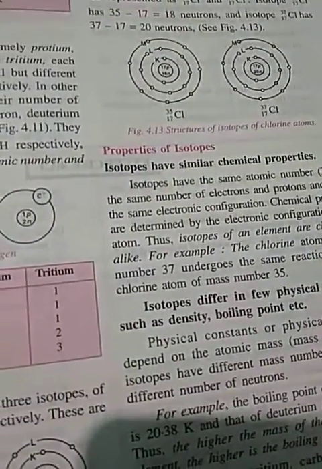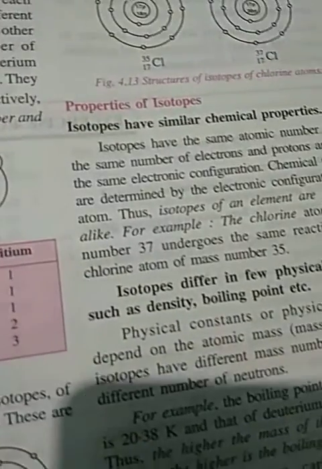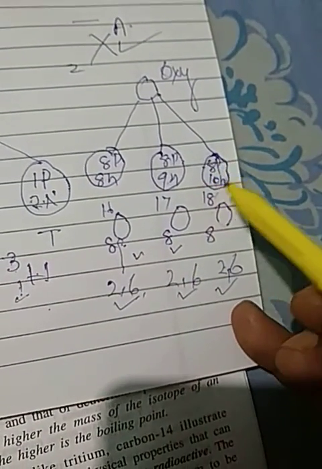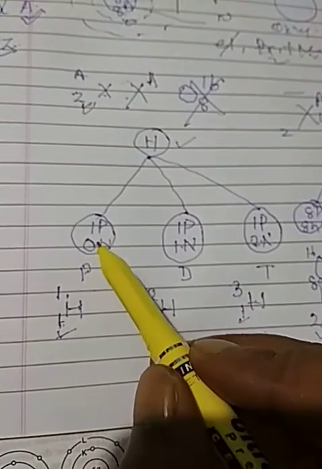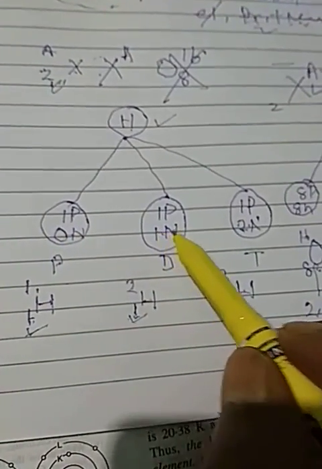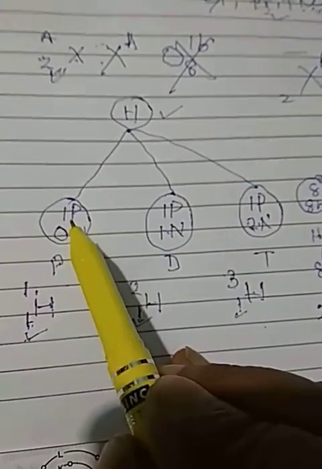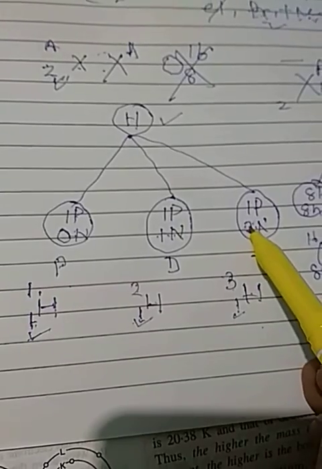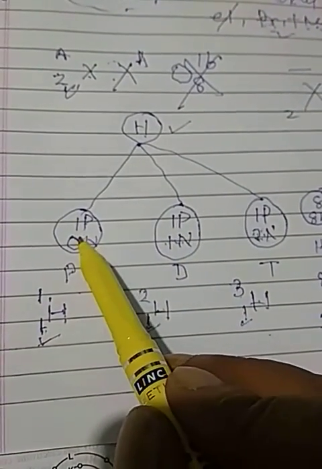if the mass is greater, the density will be more. And if the density is more, its boiling point and melting point will be more. Likewise, the isotope with more mass will have more density, a higher melting point, and a higher boiling point. Among these three hydrogen isotopes, protium has the least mass, deuterium has greater mass, and tritium has the greatest mass. So tritium will have more melting and boiling point than deuterium, and deuterium will have more boiling point and density than protium.